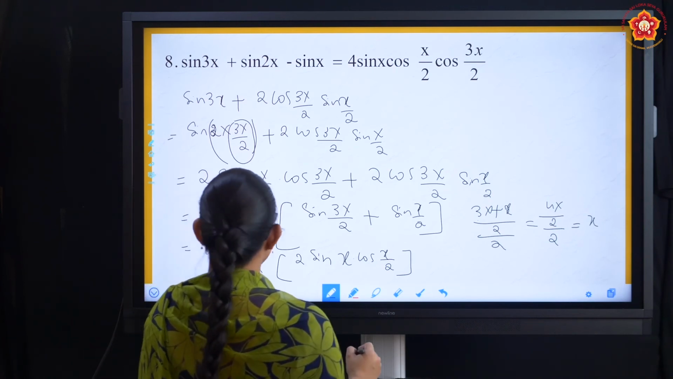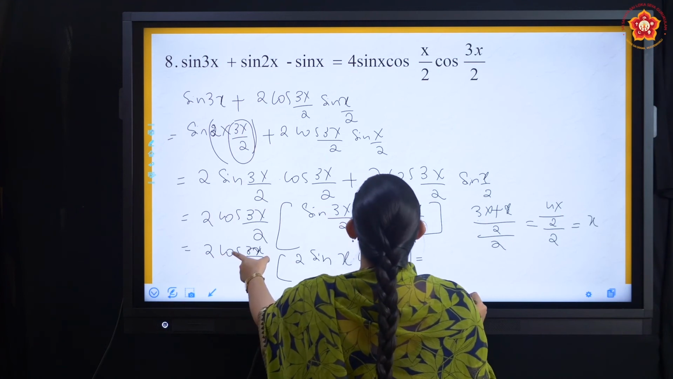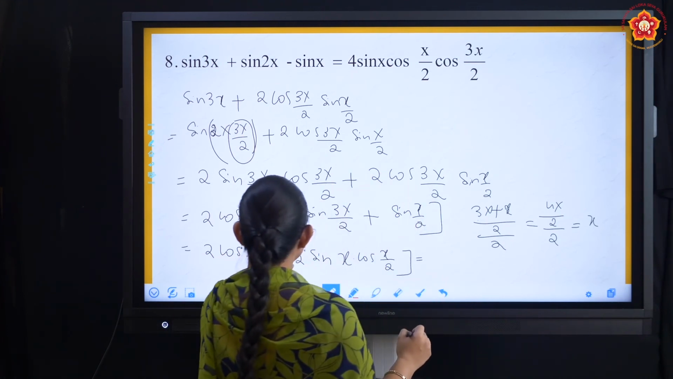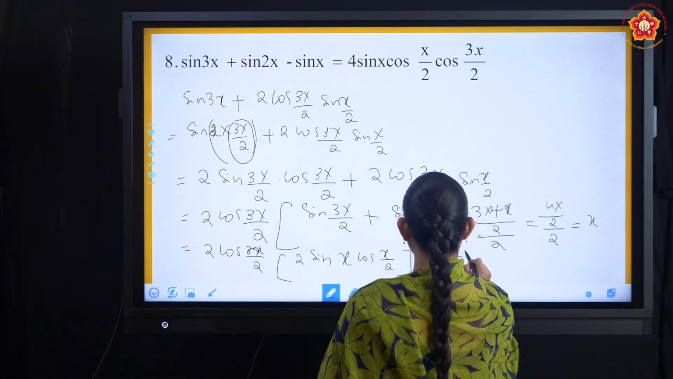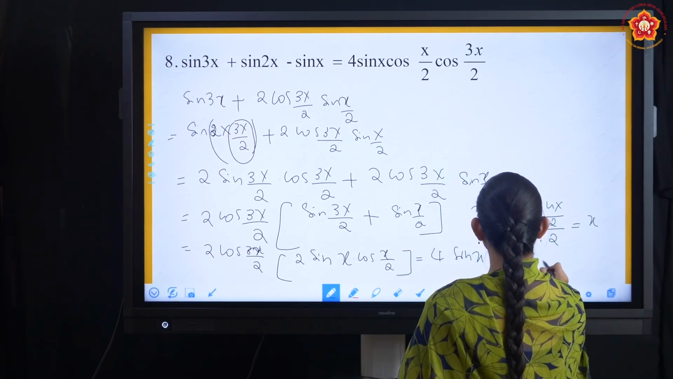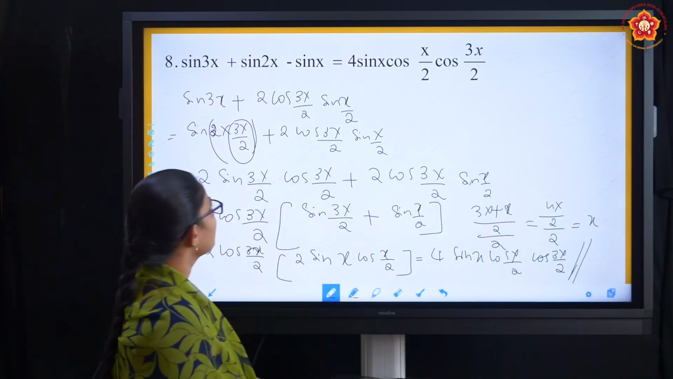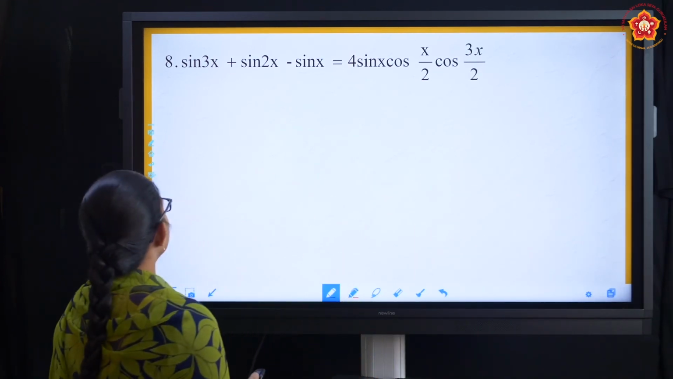Now we have the required result, that is 2. So 2 into 2 is 4, 4 sin x into cos x by 2 into cos 3x by 2, which is the right hand side. Now let us see the next problem.